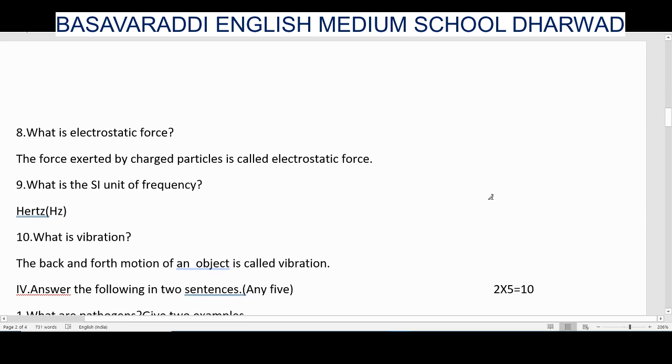Moving on to the eighth question. What is electrostatic force? The force which is exerted by charged particles is called electrostatic force. That means you have two charged particles, and when they come in contact with each other, it is called the electrostatic force.